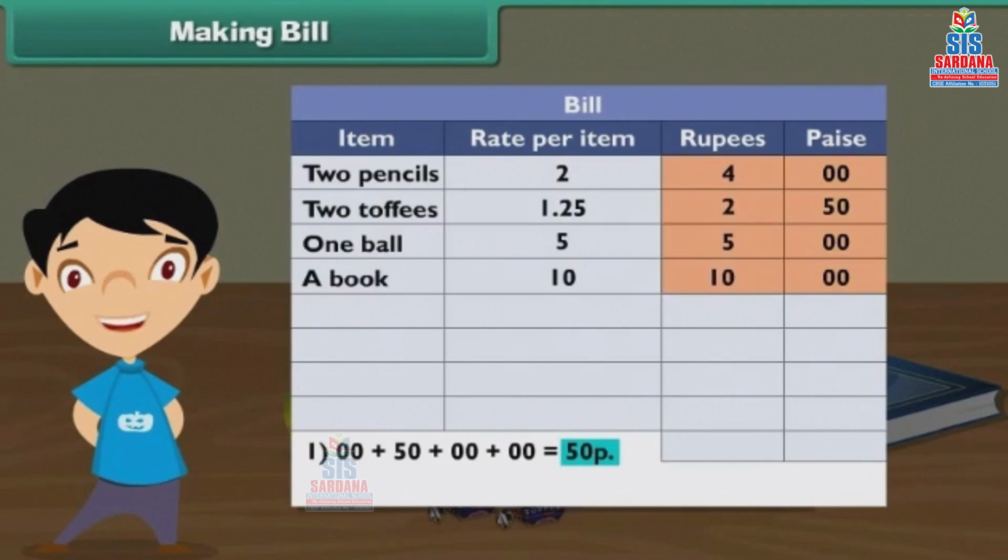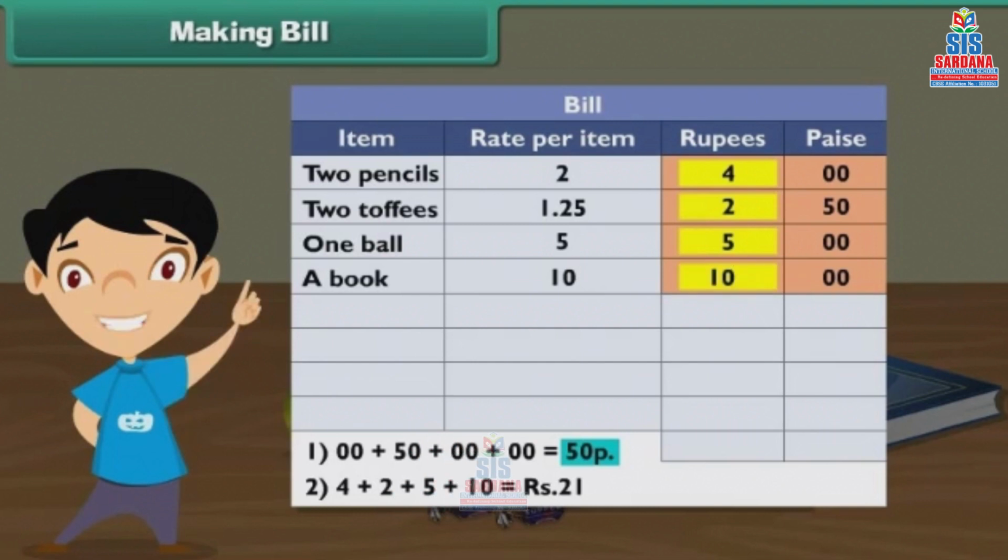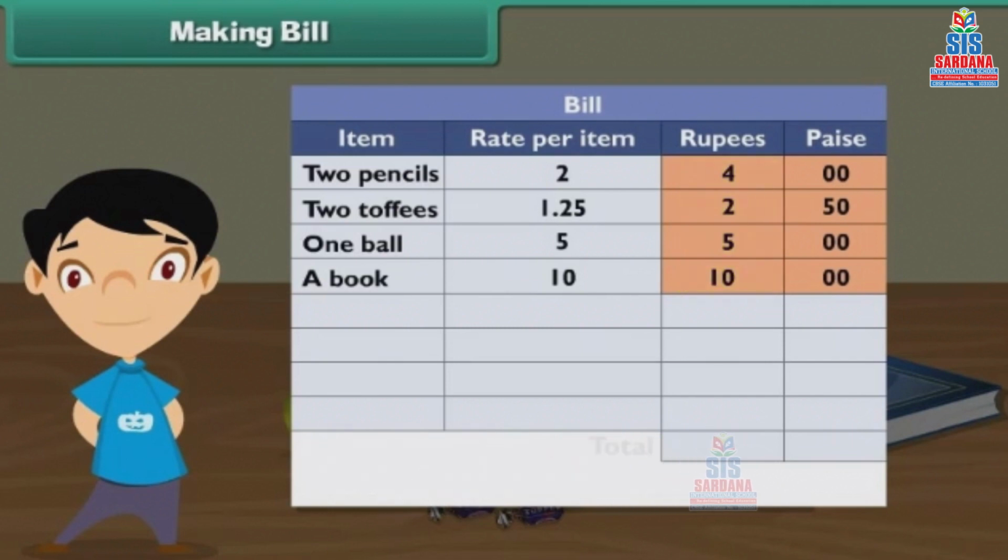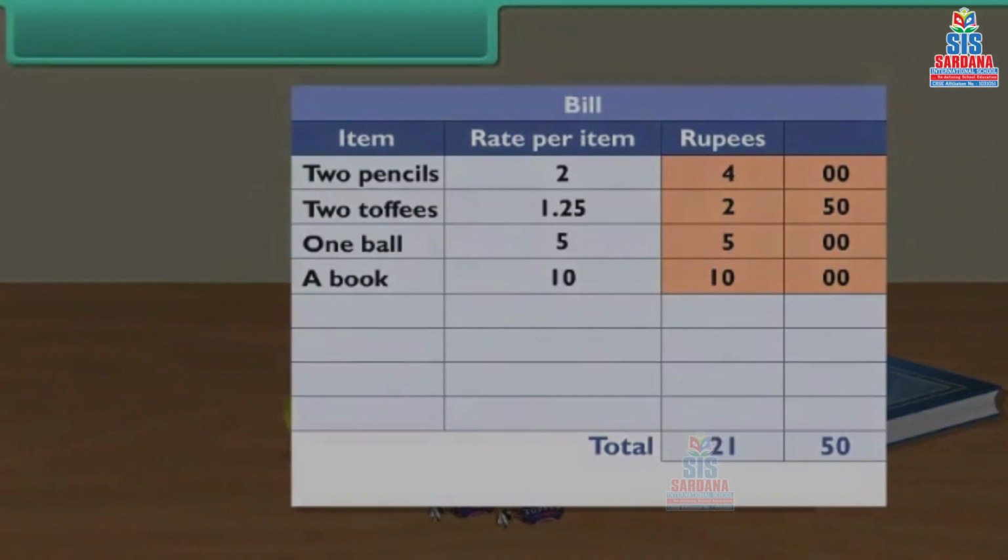Add the numbers in the rupees column. Add 4 plus 2 plus 5 plus 10, which is equal to 21 rupees. Make a new row. Write total in this row under the rate per item column. Write 21 rupees in the rupees column. Write 50 paise in the paise column. The bill is ready. Ramita has to pay rupees 21 and 50 paise to the shopkeeper for her purchases.